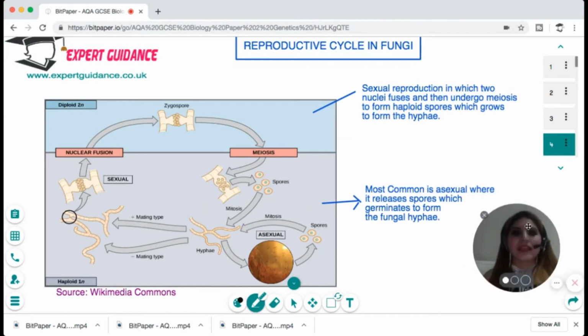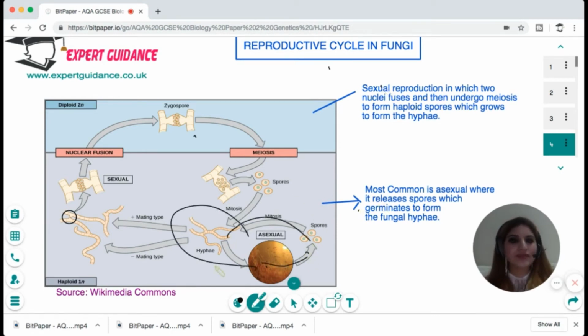Now, the reproductive cycle in fungi involves both sexual and asexual reproduction. Mostly it is asexual, where it releases spores, which germinate and form the fungal hyphae. On the other hand, in sexual reproduction, 2 nuclei fuse to form one nucleus, and then it undergoes meiosis to form haploid spores, and then they germinate to form hyphae.